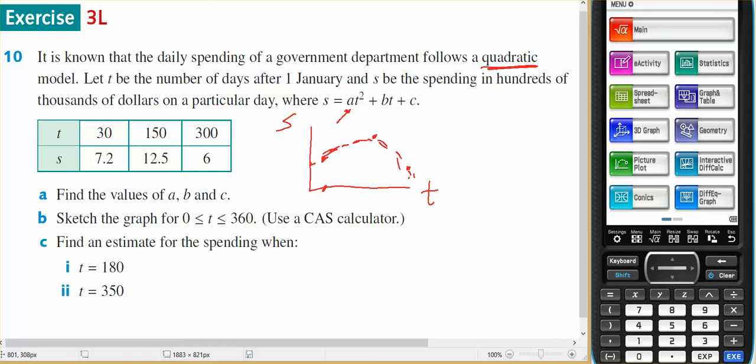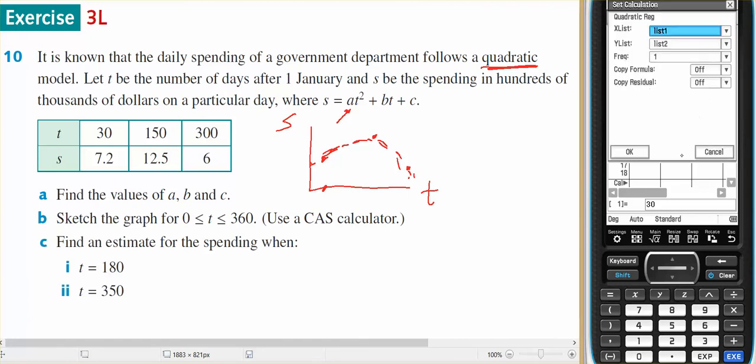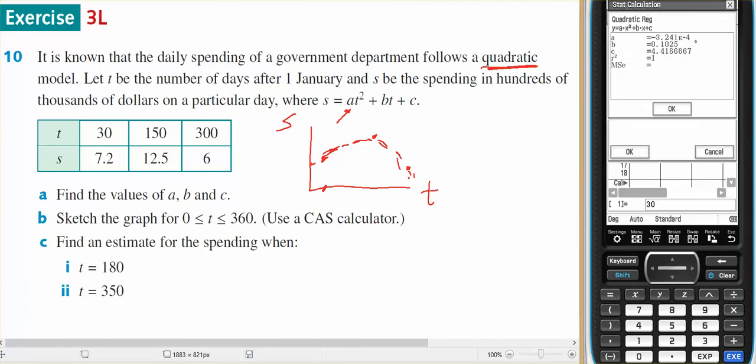Okay, so I'm going to go over statistics to see whether they give me nice answers. I've already entered the results. In list 1, T is 30, 150, 300, and S is 7.2, 12.5, and 6. Calculate regression, quadratic regression, and that gives me not nice numbers. I could work out B exactly, and I'll work out C by putting 4.416666666. However, I don't have enough information about A, and I don't know if it's been rounded or not.